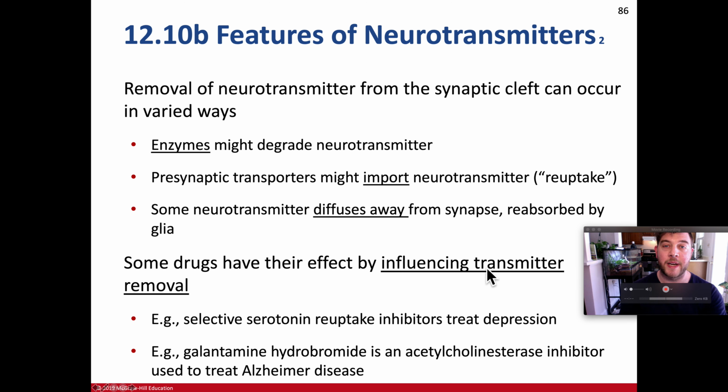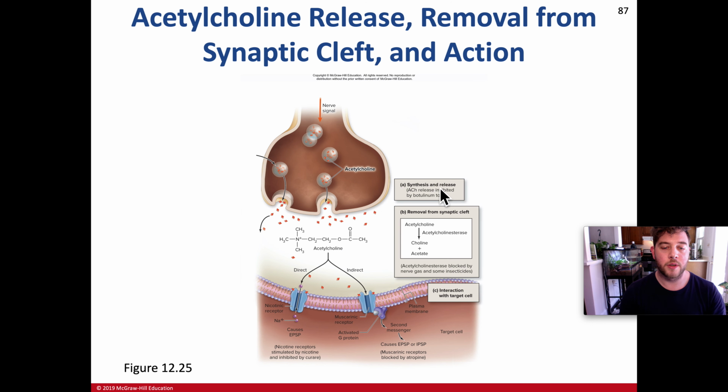Some drugs have their effect by influencing transmitter removal. SSRIs will inhibit the uptake of serotonin from the synaptic cleft to help decrease depression. Galantamine hydrobromide is an acetylcholine esterase inhibitor used to treat Alzheimer's disease. MAOIs also will help to treat pain. You see MAOIs all the time. So here is the essence of what we were just talking about: how acetylcholine can bind directly or indirectly, and how it has these second messenger signals when it binds indirectly, versus an EPSP always when it binds directly.